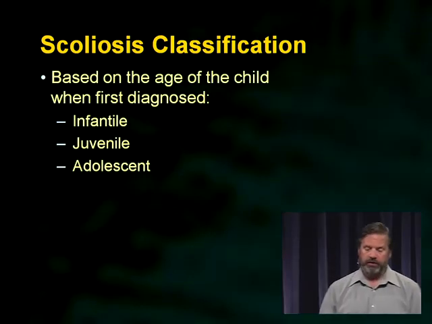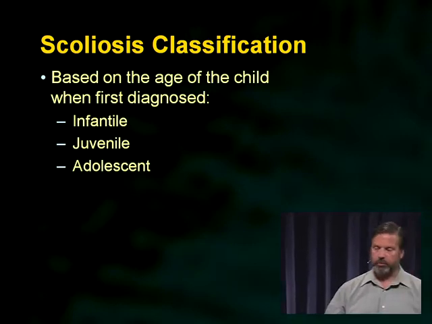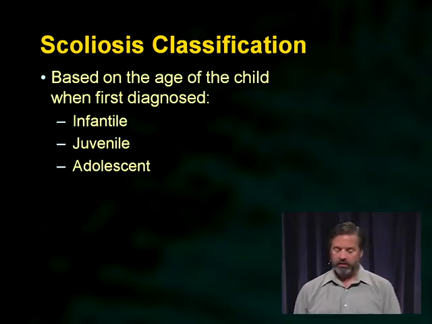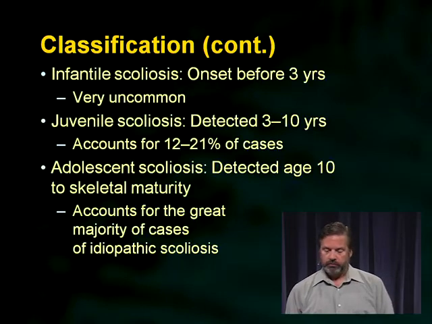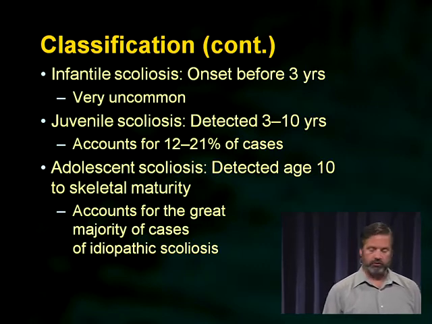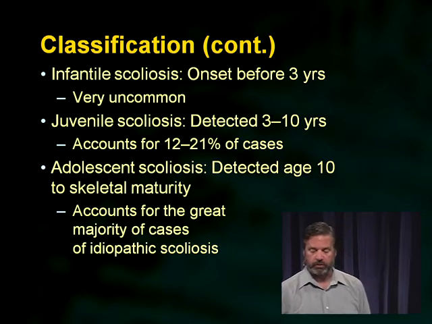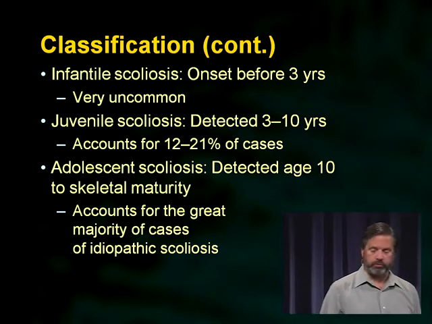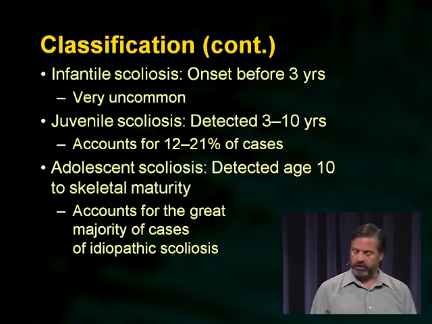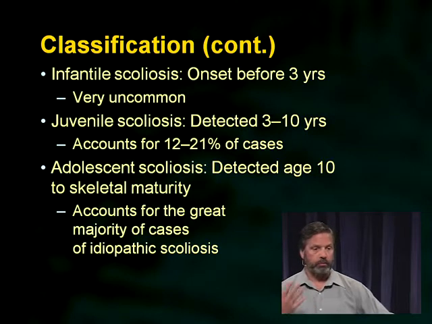So how do we classify scoliosis? It's based on the age of the child when it's first diagnosed, so we put it in 3 categories: infantile, juvenile, and adolescent. And if you look at the infantile scoliosis, it's very, very uncommon, so we don't even really screen for that. Juvenile scoliosis is detected between 3 and 10 years and just accounts for up to about 20% of disease. So the vast majority of the disease is occurring in the adolescence, and it's believed that that has something to do with the growth spurt and the preparation for the growth spurt that these problems start to arise.